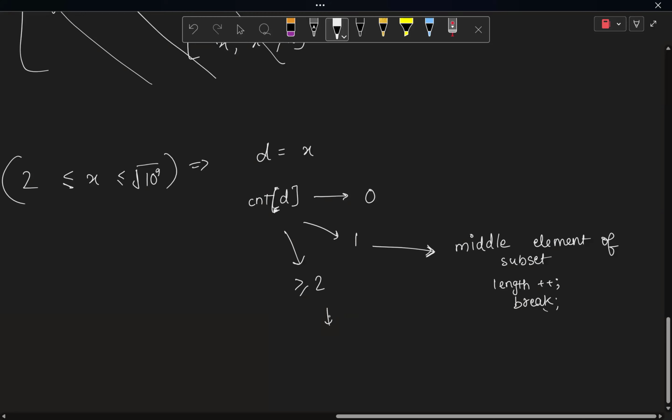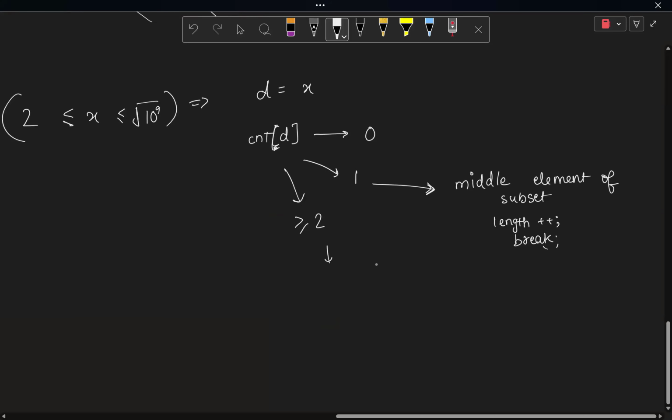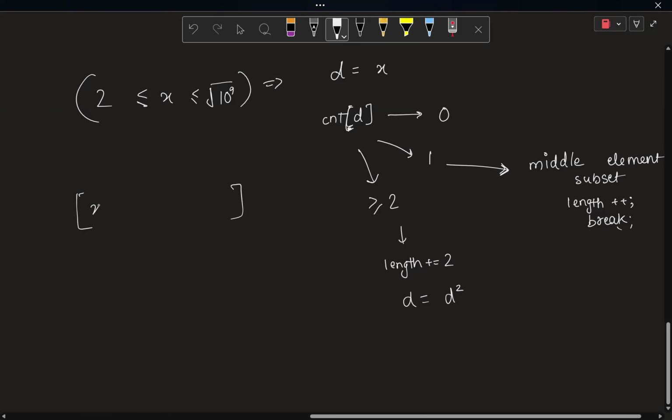If the frequency of that d element is greater than or equal to 2, in that case, you will say the length has increased by 2, and now you will have d equal to d square. For the next iterations of the loop, you will now consider d as d square. Basically, it is like you just placed x at the corners, and now the next element which you would place is x square. As we had assumed that d is equal to x, now d is equal to d square, which is nothing but x square.